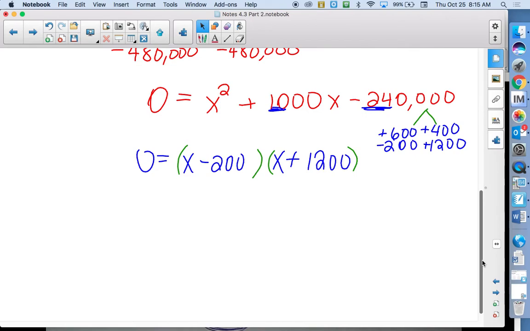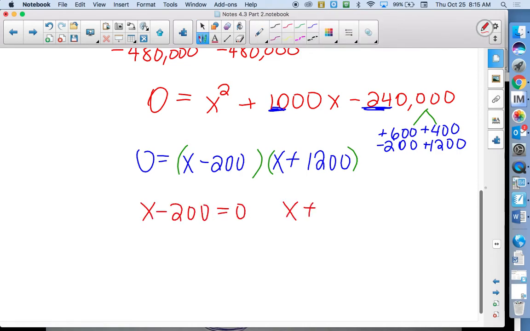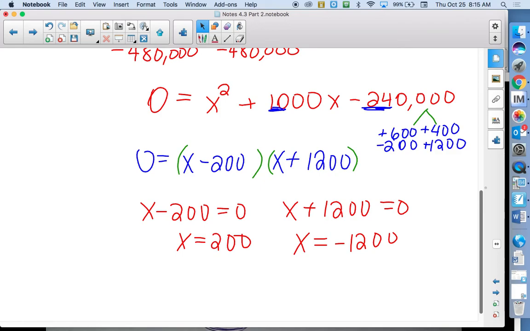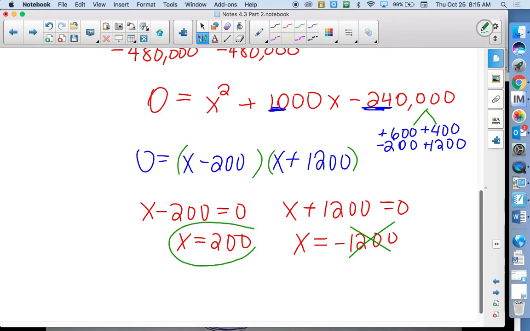Now you can solve for these because they're equal to 0, so you can now split them apart. And we get negative 1,200 and positive 200. So we have two answers. Which one of those answers do you think is correct, Rebecca? Why not the negative 1,200? Because you can't take away when you're adding on to the base. Yeah, so you can't have a negative one. That means we have a positive value, so the positive 200.